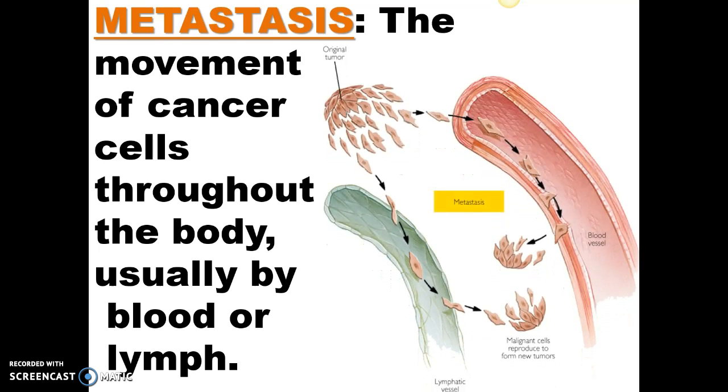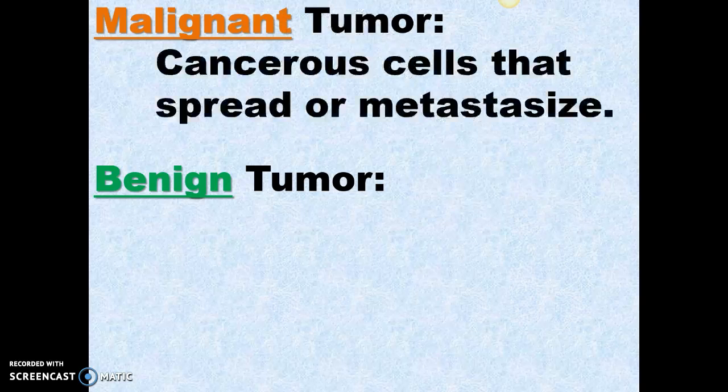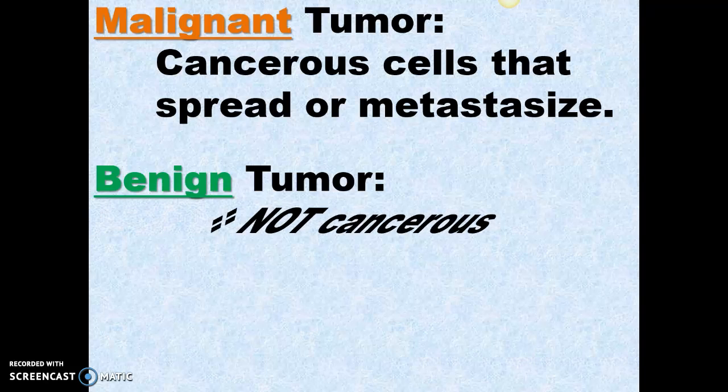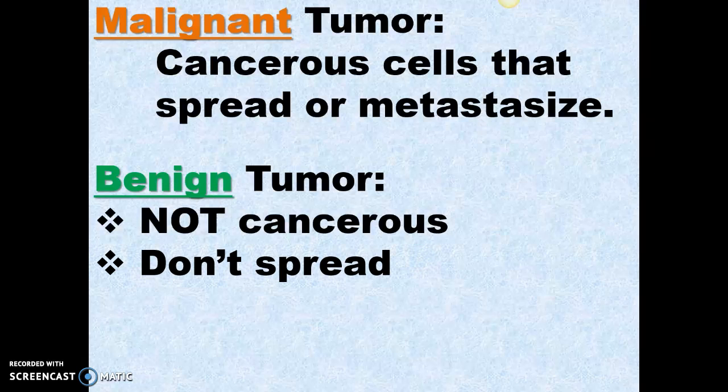So here's an example. Original tumor breaks off, it travels through the lymph or the blood, it lodges somewhere else, so it's metastasized by the process of metastasis. A malignant tumor is one where it spreads and can metastasize and is really nasty. A benign tumor, such as a lipoma, like a fat tumor, is encased. It's not considered to be cancerous because it stays in a nice little packet. It does not spread.